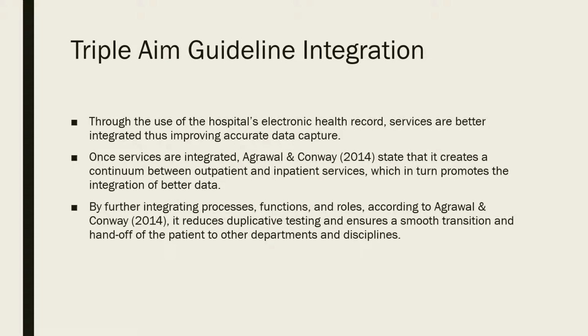How are we going to integrate the triple aim guidelines? So through the use of the hospital's electronic health record, the services are better integrated, which causes an improvement in accurate data capture. Once these services are integrated, Agrawal and Conway state that it creates a continuum between outpatient and inpatient services, which in turn promotes the integration of better data. And also, by further integrating the processes, functions, and roles, according to Agrawal and Conway, it reduces duplicative testing and ensures a smooth transition and handoff of the patient to other departments and disciplines.